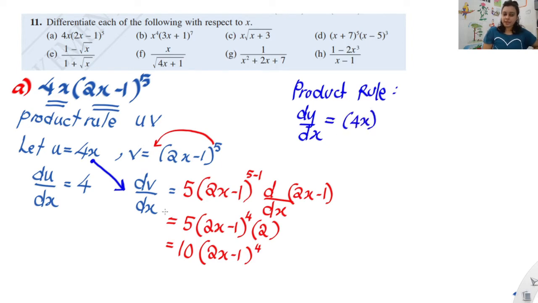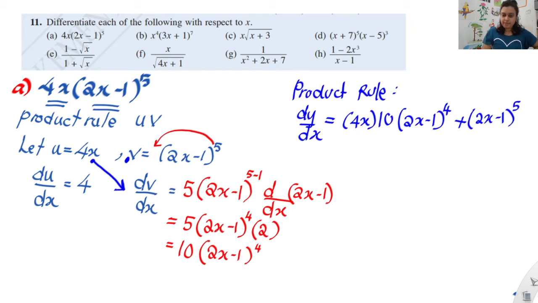Then you write down the dv dx. So dv dx here is 10 times 2x minus 1 power of 4. Then you plus, we plus with v. Copy the v, it will become 2x minus 1 power of 5.